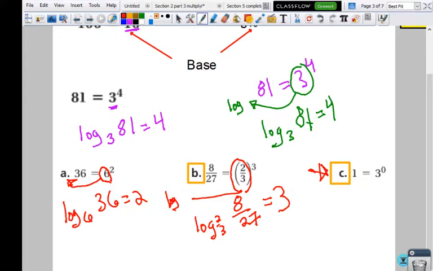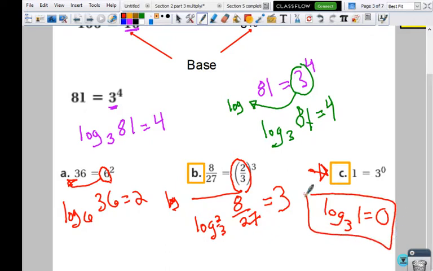Alright, let's go over this one real quick. When I write this one down, I'm going to go log, and Alyssa, what's my base? 3. Okay. What's going to be the big number right after the base? And then it's going to equal 0, because that's the only thing that's left. Pretty good, not too tough so far, because we are just going back and forth between exponential and logarithm.